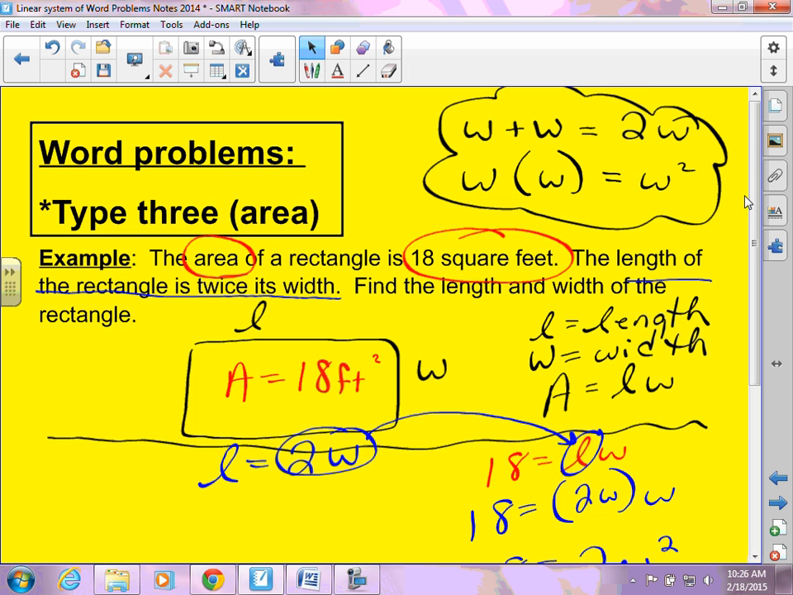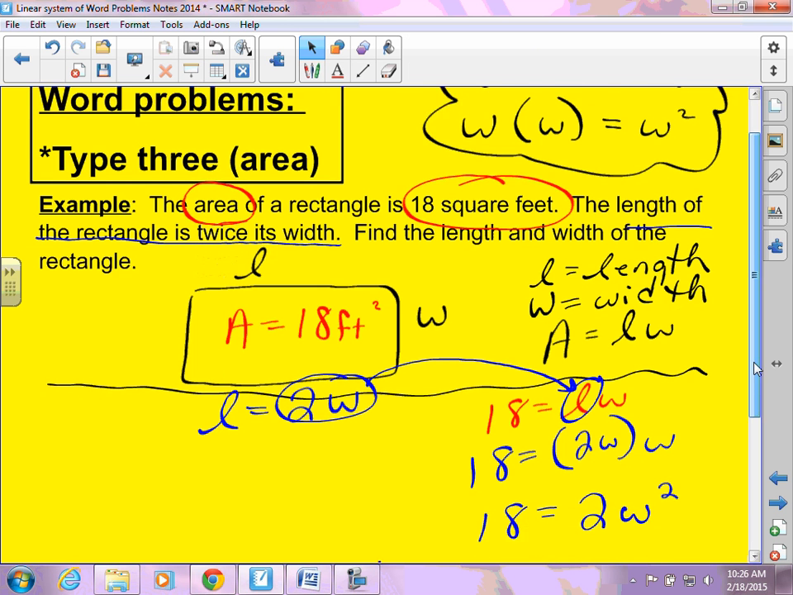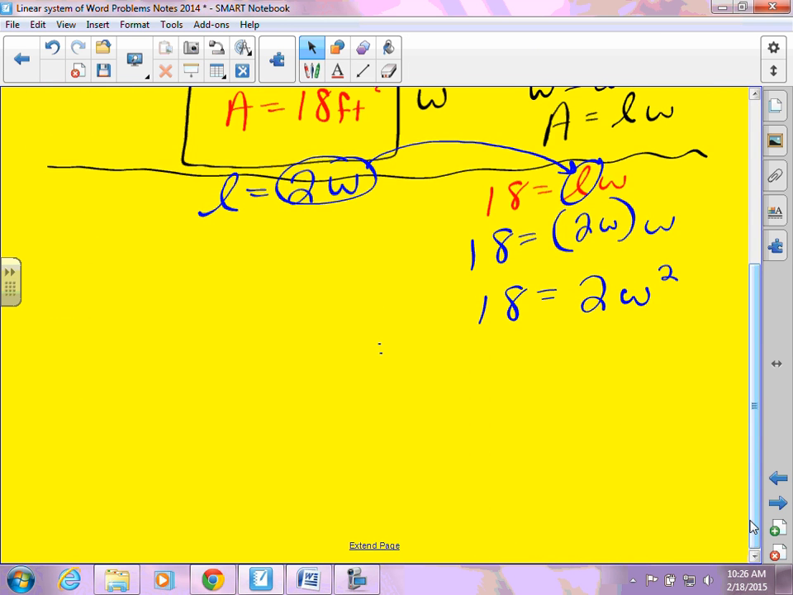Now, how do I solve this? Well, first of all, a lot of kids get itchy. They see that squared and they're like, oh, gotta get rid of it. Oh, I don't like it. Oh, it's scary. It's not. Don't worry about it. Just leave it alone and treat this as just like a W. So I'm going to divide both sides by 2. So 9 equals W squared.